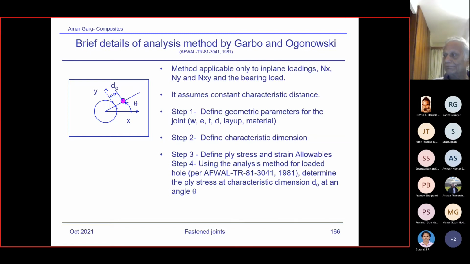Now, in a joint, somebody asked half an hour back, if you have 1,000 fasteners, yes, this analysis will be done for 1,000 fasteners. But it takes no time these days. That analysis may take only about a minute.